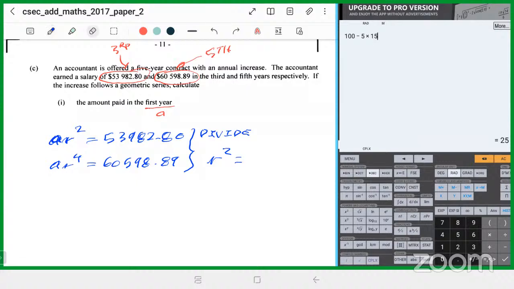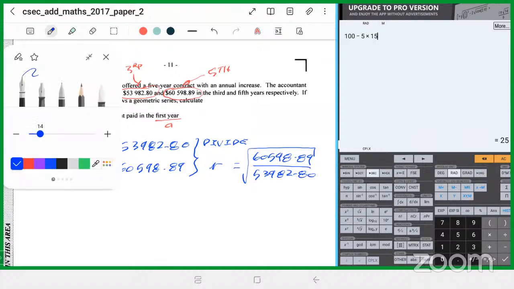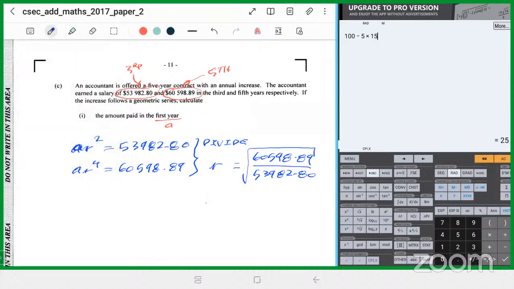So to do one calculation, I know that I have to divide this by this. So I would have this figure, 60598.89, over this figure, which is 53982.80. And then to remove this square, I'm going to square root this and drop off the square. You good with that? Yes, sir. Okay. I got the answer, I think.